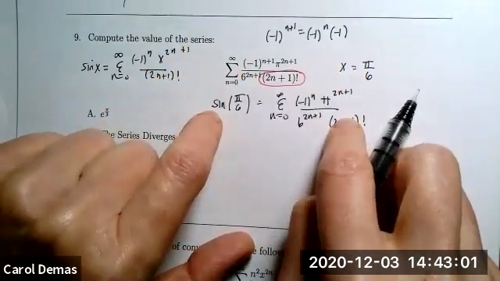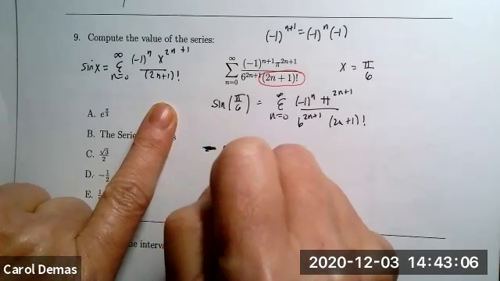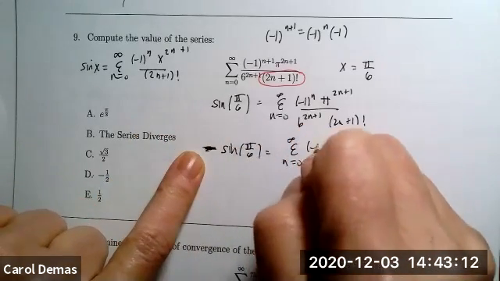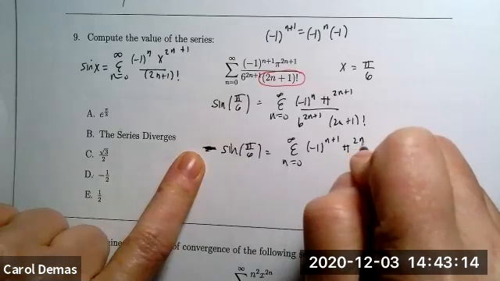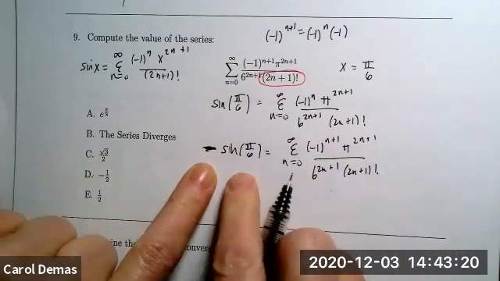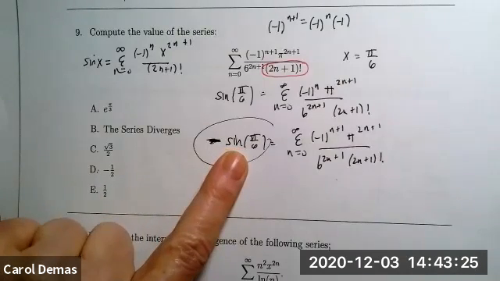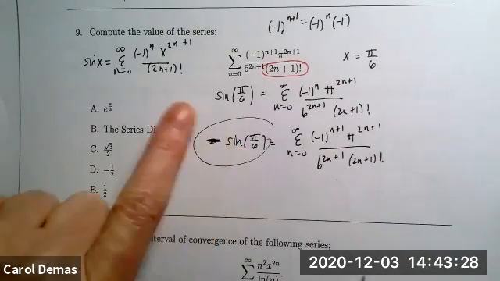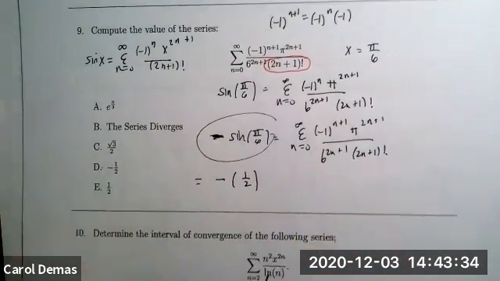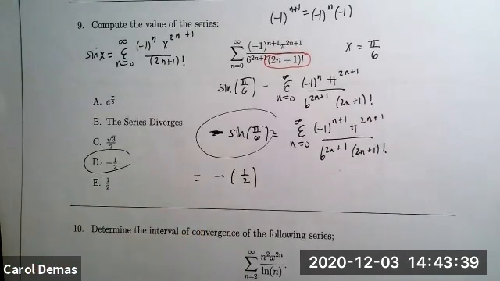So this is not actually the sine of pi over 6. It's actually the negative of sine of pi over 6. Because if we multiply both sides by -1, we'll get (-1) to the n plus 1, pi to the 2n plus 1, over 6 to the 2n plus 1 times (2n plus 1) factorial. Now, who knows what the sine of pi over 6 is? 1/2. Yeah, it's 1/2, so our answer is -1/2. And is that one of our choices? Yep, it's right here.